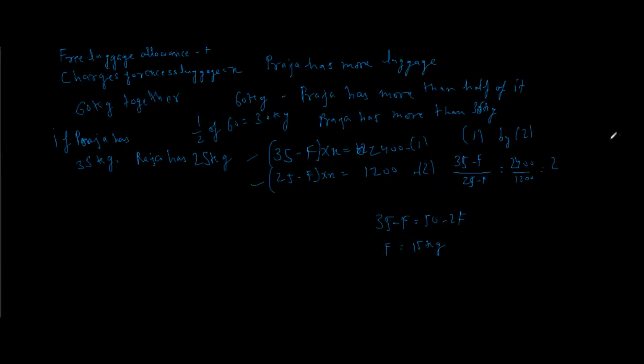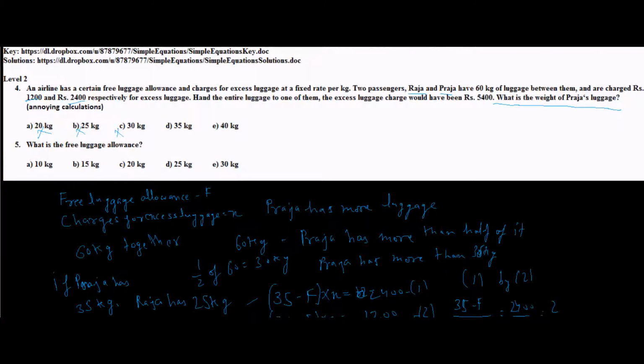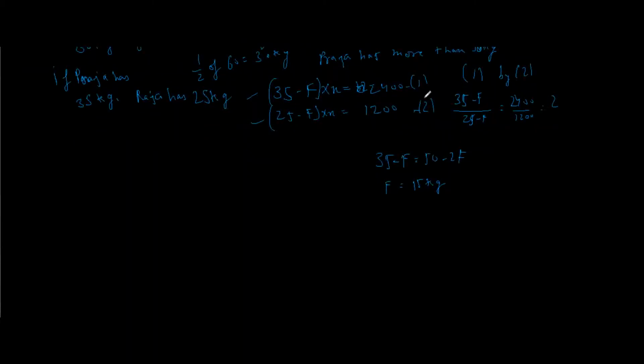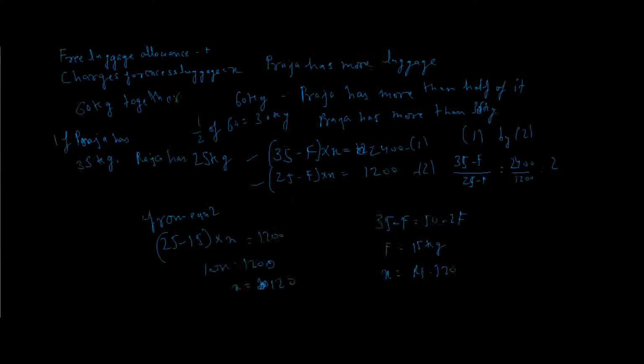That is clear. But then what will be x corresponding to that? If f equal to 15 kg, then 25 minus 15 into x, from equation 2, equal to 1200, which gives me 10x equal to 1200, so x equal to 120. So f equal to 15 kg and x equal to rupees 120. These two values do satisfy these two equations.